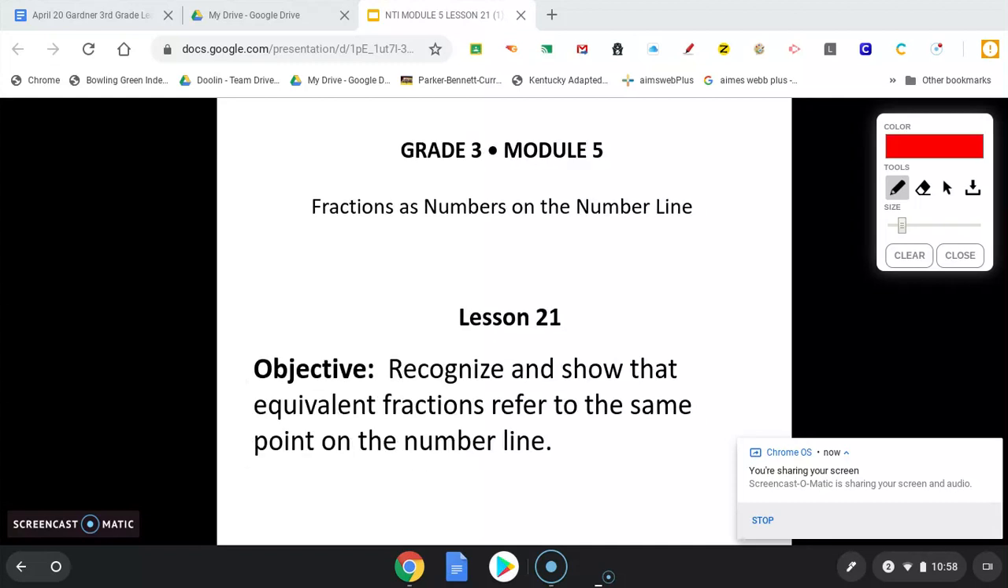Today we're going to continue to work on fractions. We will be recognizing and showing that equivalent fractions refer to the same point on the number line. Now, just as we have over yesterday, we are going to continue to look for that mystery word.